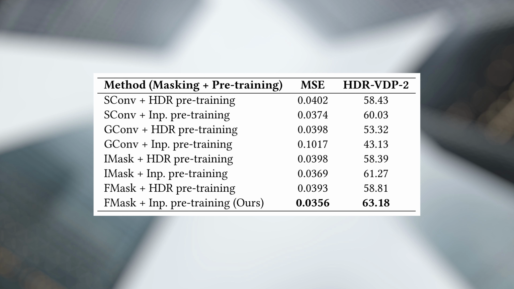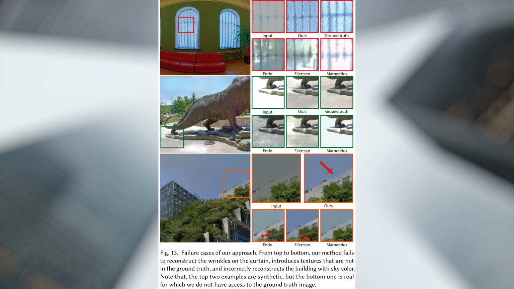Single image HDR reconstruction is a very challenging task. Although this method does a very amazing job in recovering complex textures, there are certain cases where this method fails to recover all the details. In this example, this method fails to reconstruct the wrinkles on the curtain, although I would say it's not that bad compared to other methods.